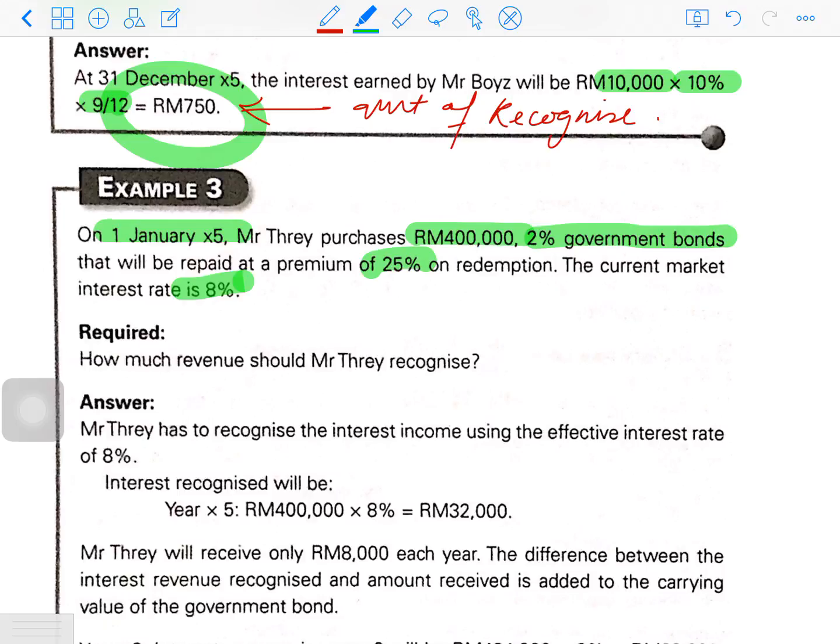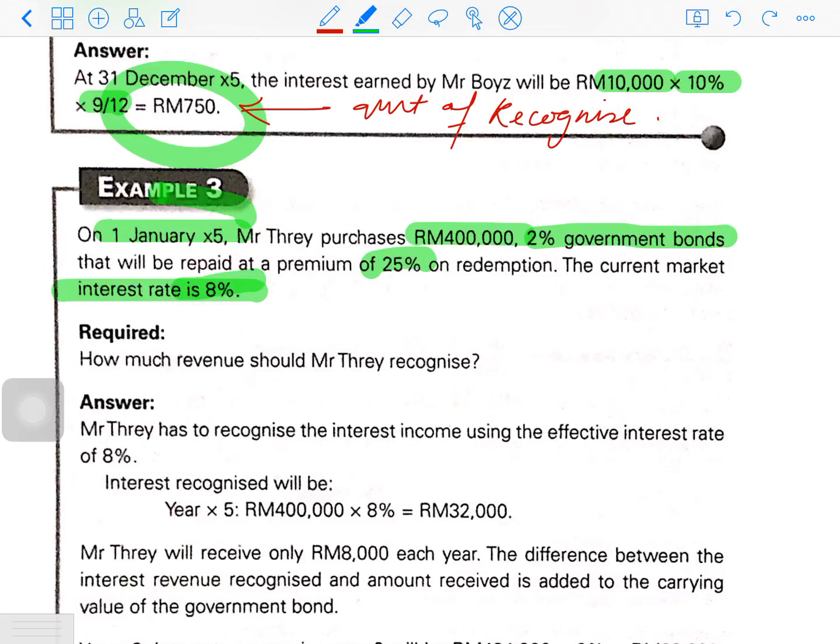Okay. Redemption means at the end of the bond agreement, it will be redeemed back, kan. That is the redemption rate. So what we are interested in is the interest rate, because that is the revenue, kan. Revenue that you need to recognize. How much revenue should Mr. Trey recognize? So you have to look at on time basis.